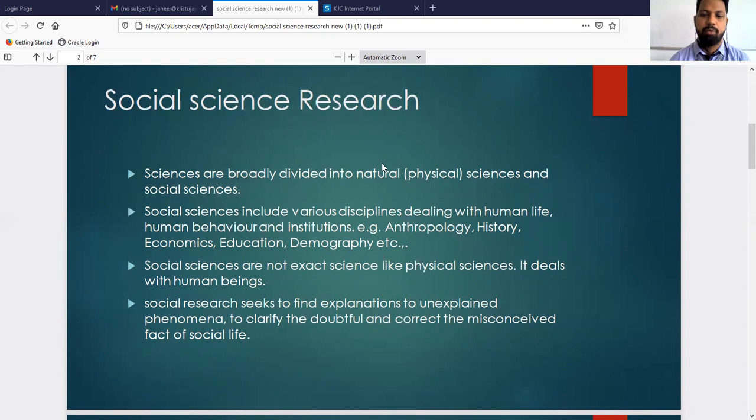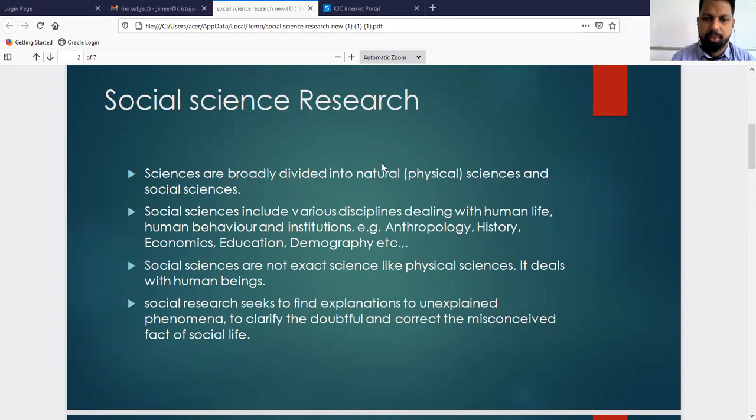So social science research seeks to find the explanation to the unexplained phenomena, to clarify the doubt. If at all any doubt is there, they will conduct research and they will try to clarify that doubt and to correct the misconceived facts in the social life. If such kind of researches are carried out, we can call it social science research.